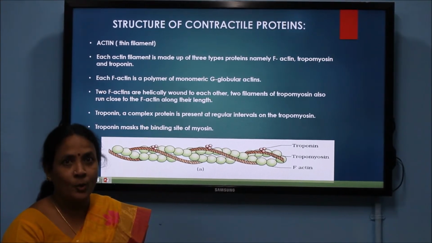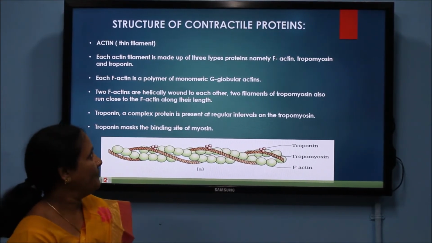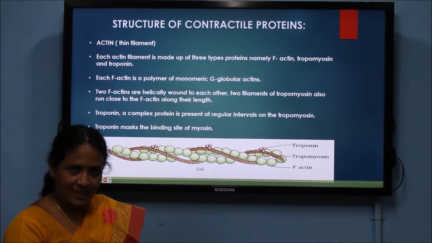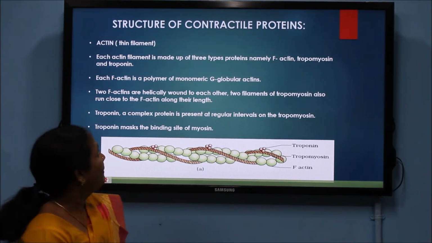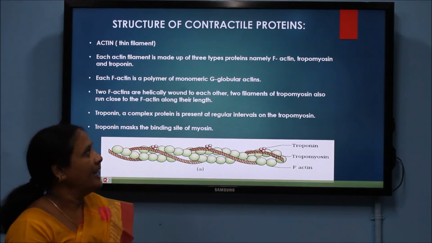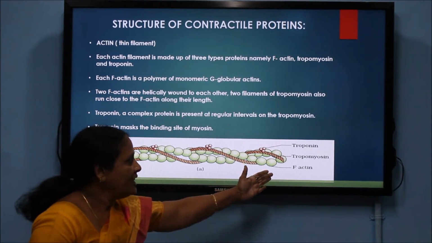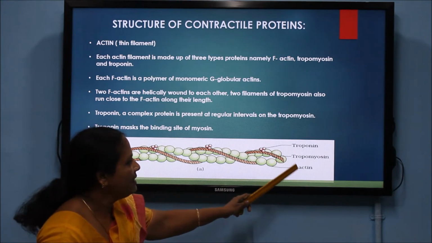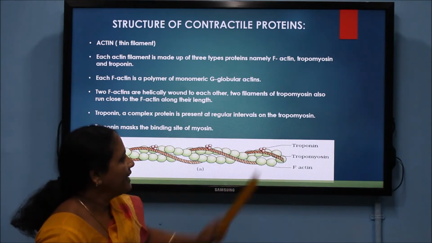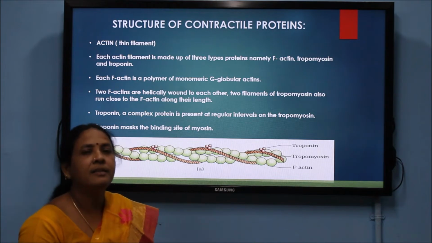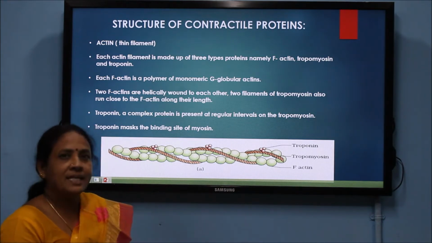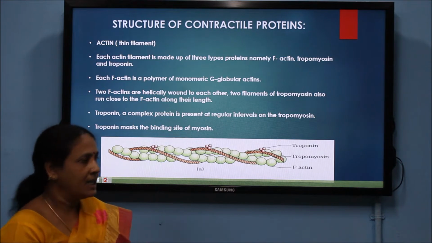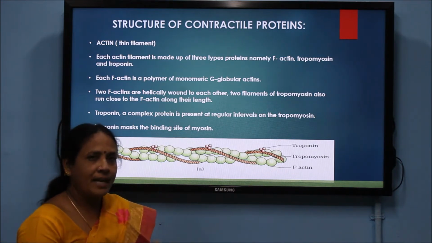Now we will see about the types of protein, the contractile proteins. The first one is the actin filament, which has three types of proteins, namely F-actin, tropomyosin, and troponin. These are the three proteins present in the actin filament. How are they present, that we will see. First we will see about the F-actin.